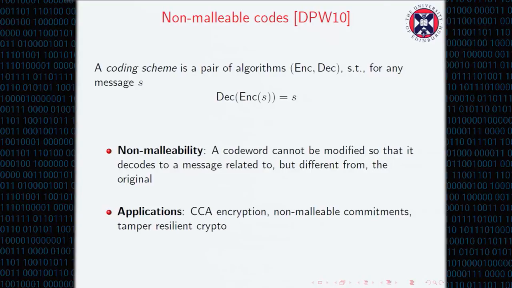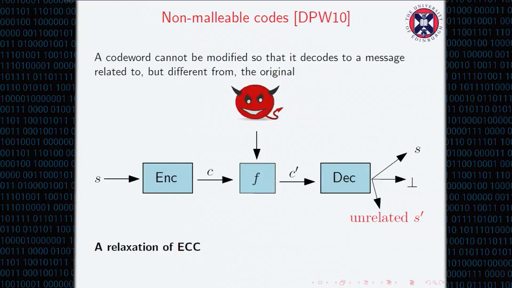Informally, non-malleability is the following. Any codeword modification will not yield a codeword that decodes to a message which is related to the original one. And I will explain later what this means. This notion finds useful application to CCA secure encryption, non-malleable commitments, and the most notable application is in tamper-resilient cryptography.